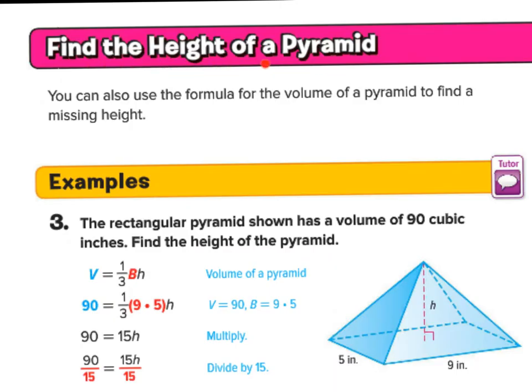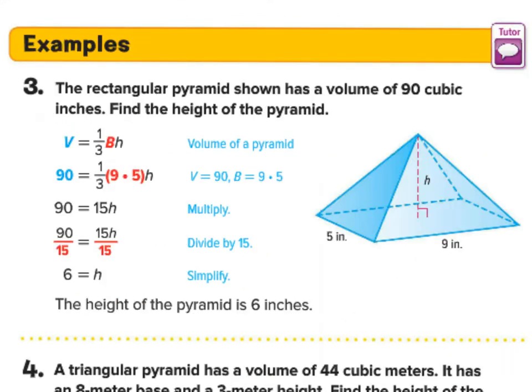Find the height of a pyramid. Now we're going to look at pyramids where the height is not given and we have to solve for it. You can also use the formula for the volume of a pyramid to find the missing height. Now we have to recall our lesson in equations. Notice that we are being given the volume. The rectangular pyramid shown has a volume of 90 cubic inches. Find the height. We use our formula as we know it.